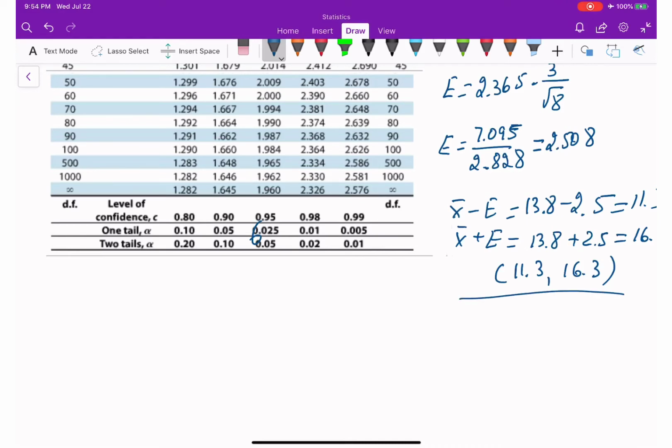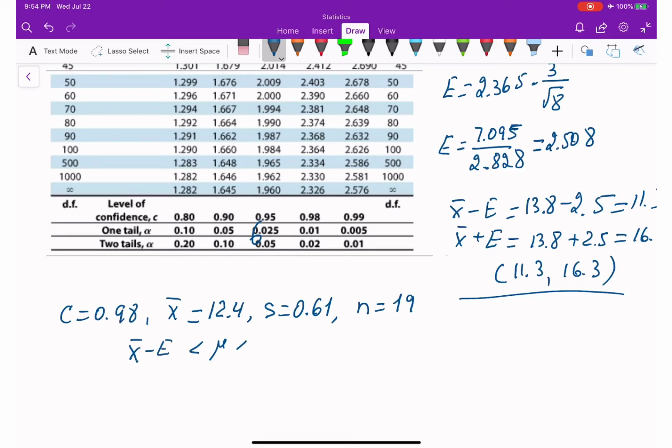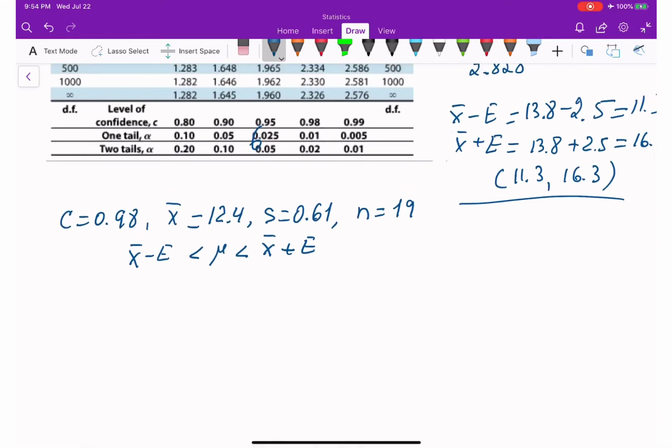So C is equal 0.98, X bar is equal 12.4, S is equal 0.61, and N is equal 19. So we need to find mu that is greater than X bar minus error, less than X bar plus error. As I always say, we always start solving word problems backwards. First, they want to know the mu, right, average. So therefore, we are writing down the formula, which is this one.